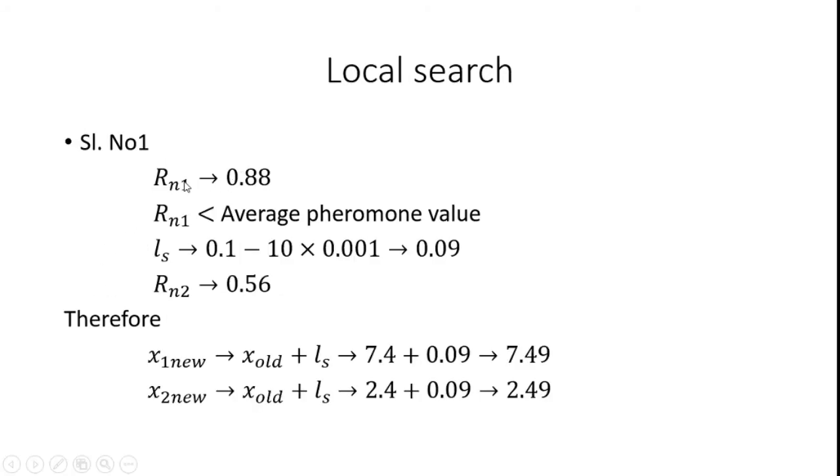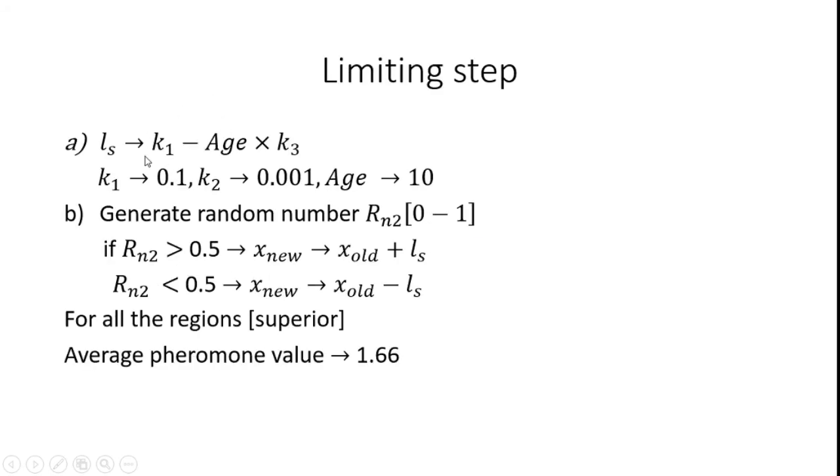For serial number 1 superior region, 0.88 is less than the average Roman value. The average Roman value is 1.66 and our generated random number is 0.88, so it satisfies that random number 1 is less than the average Roman value. From this I can identify the LS through this formula.